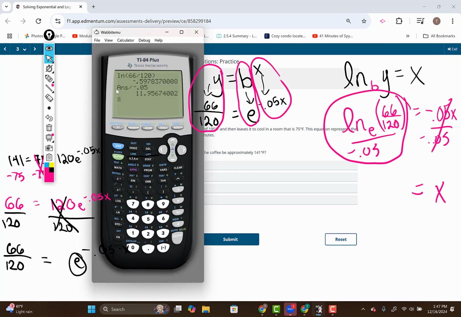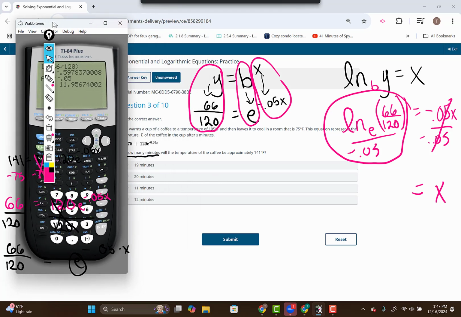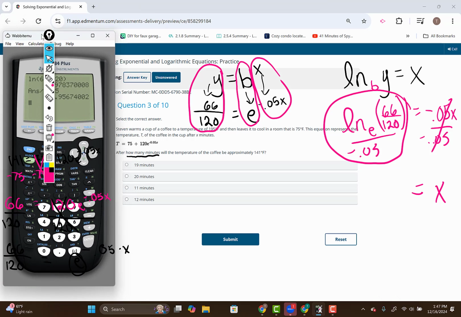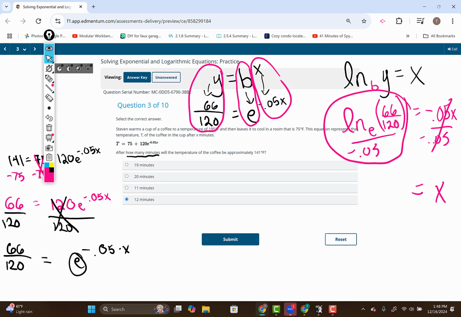messing up with your decimal, essentially rounding too early. So I get 11.95, which would round to 12. As you can see, that is the correct answer.